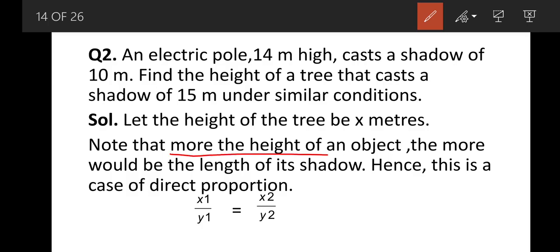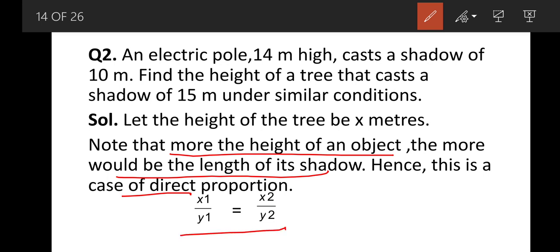The more the height of an object, the more would be the length of its shadow. It is quite obvious. The more the height of an object, the more would be the length of its shadow. Hence, this is a case of direct proportion. And in direct proportion, what are we supposed to use? x1 over y1 is equal to x2 over y2.